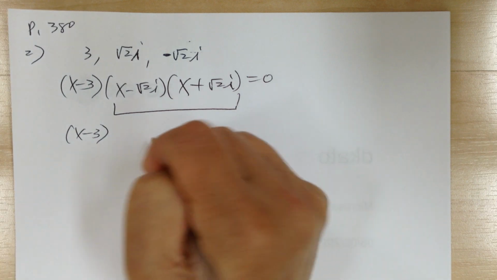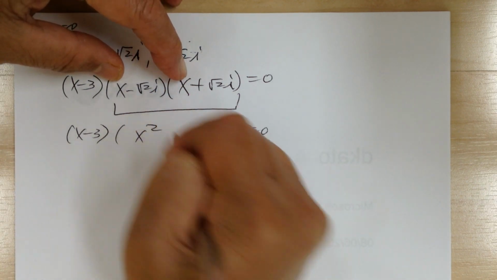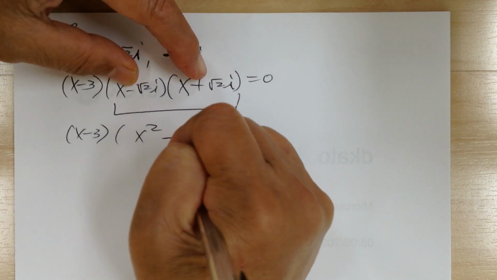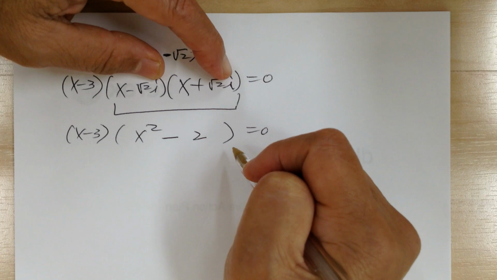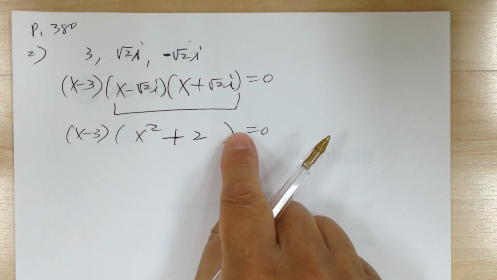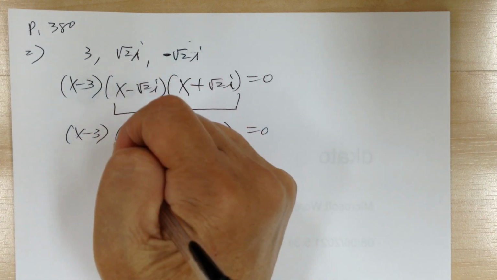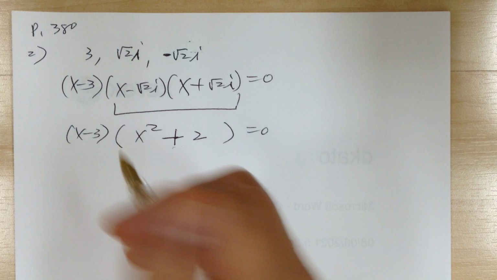So when you multiply the conjugate, you're going to get x squared. Negative times positive is minus. Square root of 2 times square root of 2 is 2. i times i is negative 1, so this becomes plus. So again, negative 2 times negative 1 gives you positive 2. Okay, so now you can go and distribute.